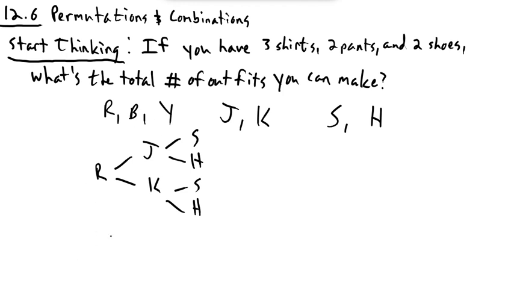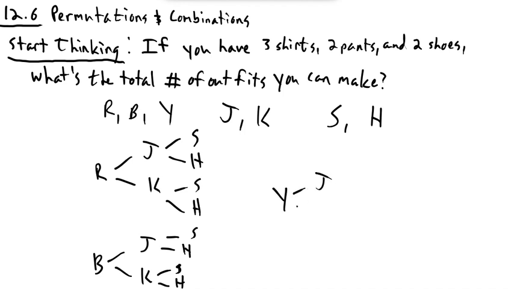What about if we wore a blue shirt? With a blue shirt, we could wear jeans or khakis, and again, we could wear sneakers or high tops with either. And the same is true for the yellow shirt: we could wear jeans or khakis, and sneakers or high tops. Each of these makes up a unique outfit we could wear.